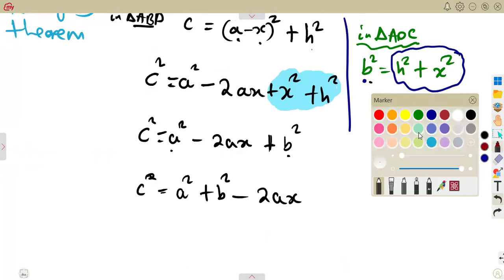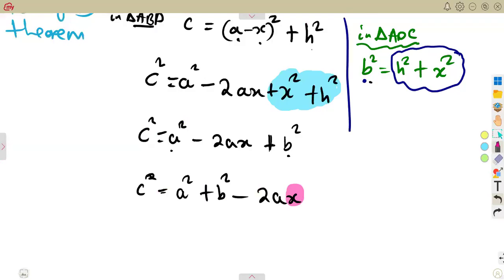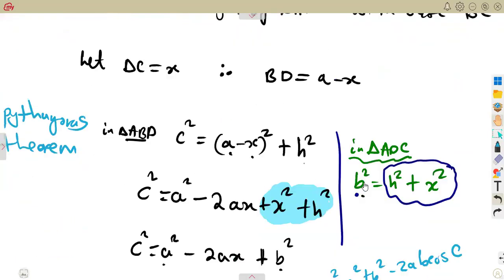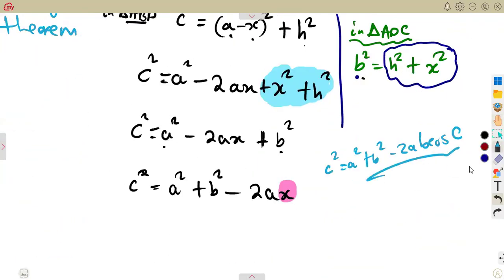Let me indicate it properly. Here, this x. On our formula, we are given this as a squared plus b squared minus, it is supposed to be, when it is like this, c squared is equal to a squared plus b squared minus 2ab, the cosine of c. Yes, we have this here. 2ab, the cosine of c. This is what you're supposed to have from this. This one. This is what you're supposed to have.